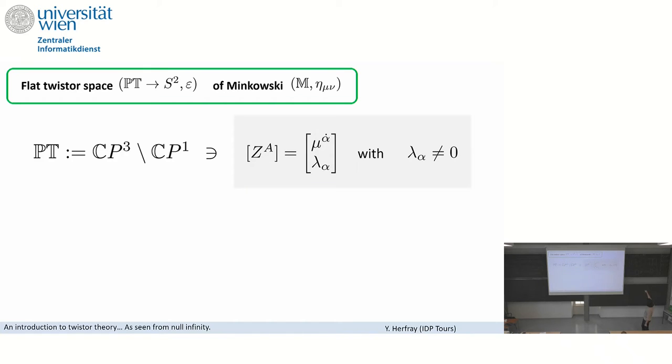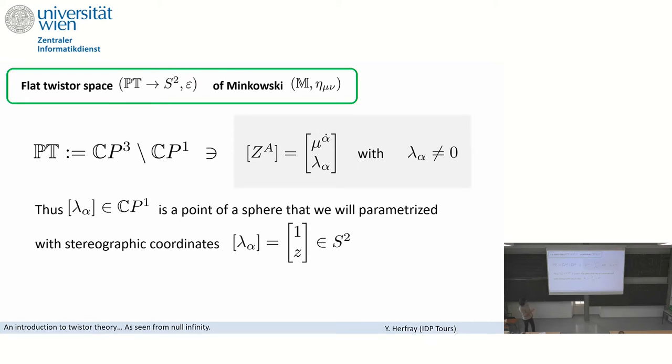So the brackets here really mean that we are working with projective objects. This means the following. This is an equivalence class. So if I have this C4 element, this is the same as another twistor where I multiply by a number. A is a number, right? So these are homogeneous coordinates on CP3. Therefore, this lambda, which is non-zero, is homogeneous coordinates on CP1.